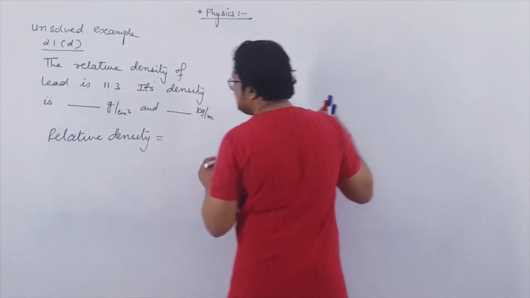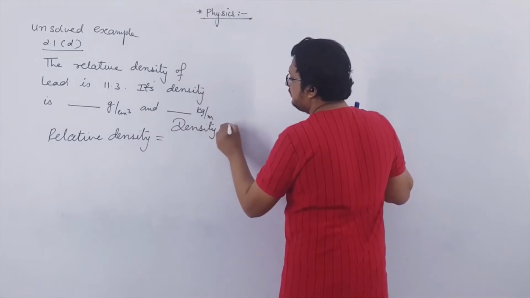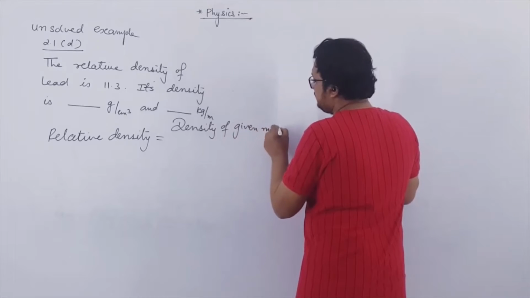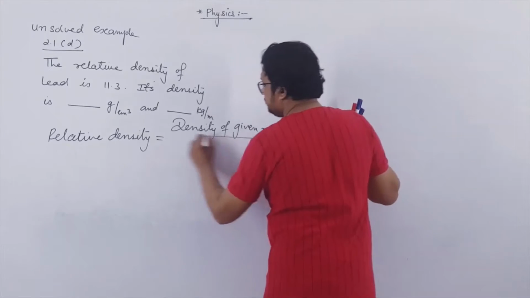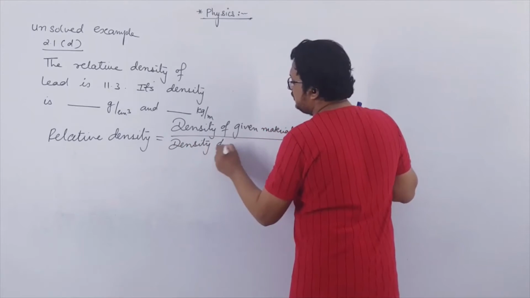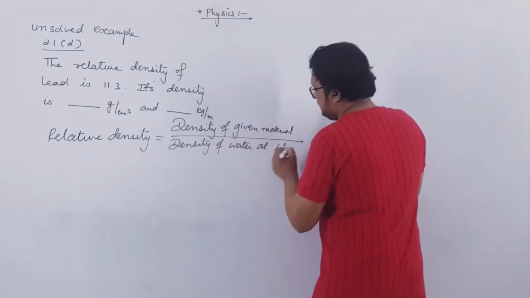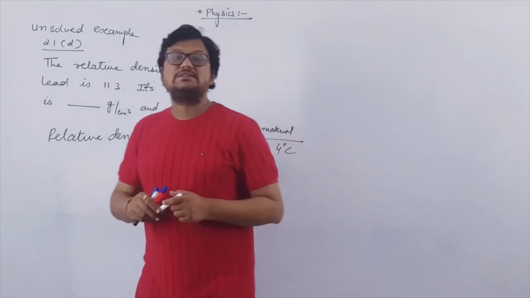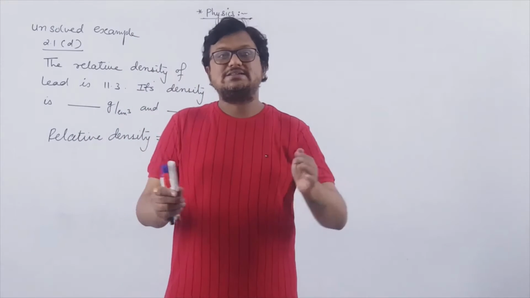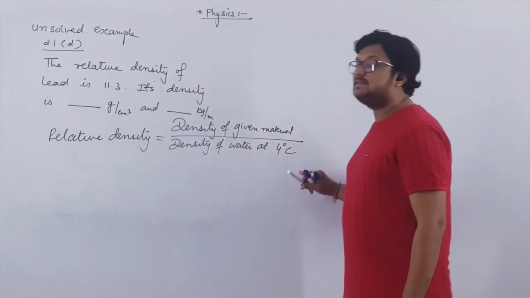Relative density is defined as the density of a given material, object or substance to the density of water at 4 degrees Celsius. The density of water at 4 degrees Celsius is 1, remember, and that's why we have taken water as a standard for measuring density.